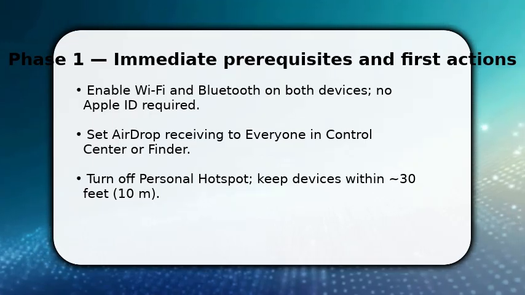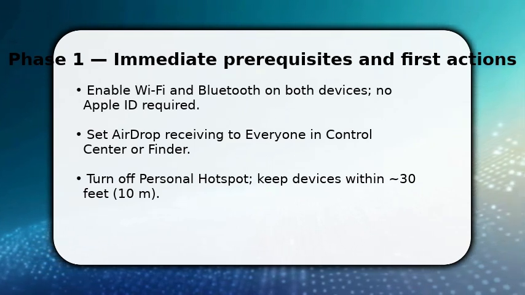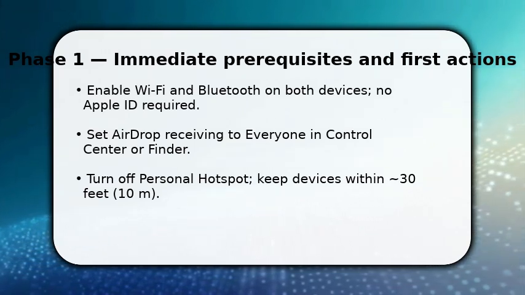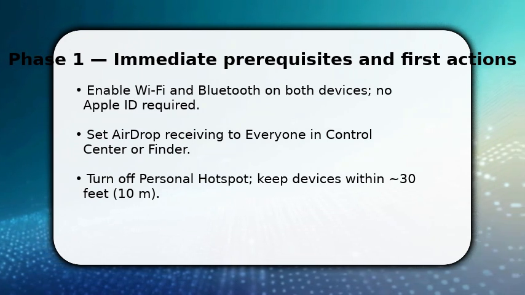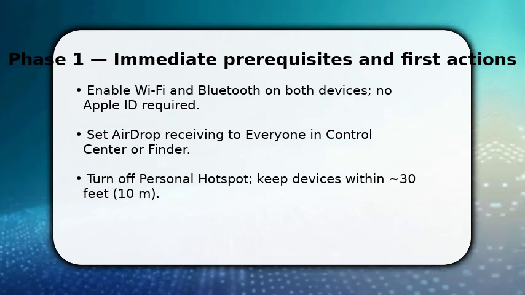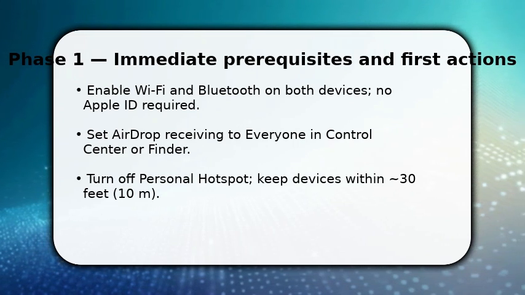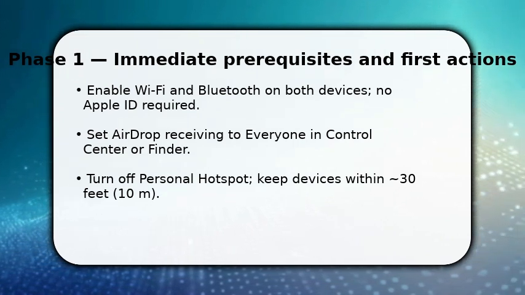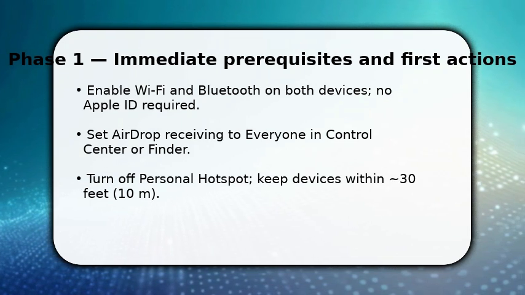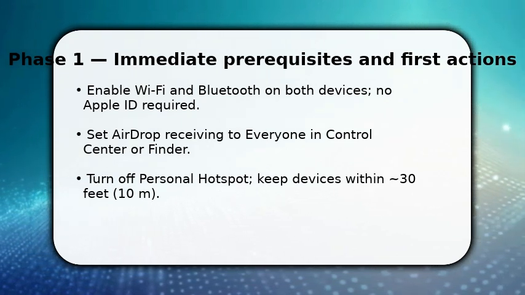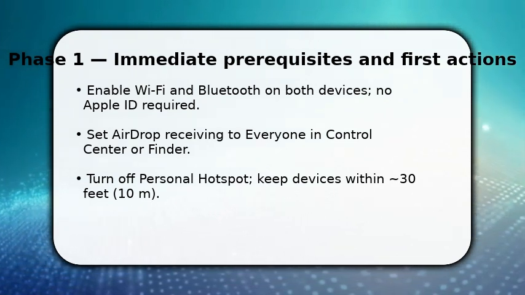You start by preparing both devices, turn on Wi-Fi and Bluetooth, and disable personal hotspot so discovery works. Once done, open Control Center or Finder and set AirDrop to everyone. This bypasses contact-only restrictions without signing in. Make sure both screens are unlocked and devices sit close together.